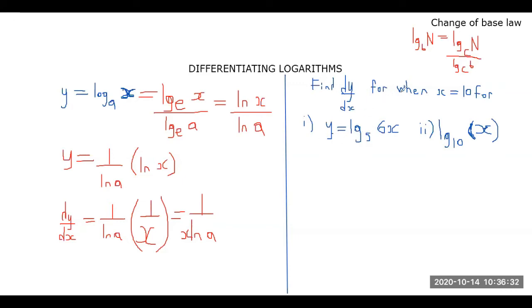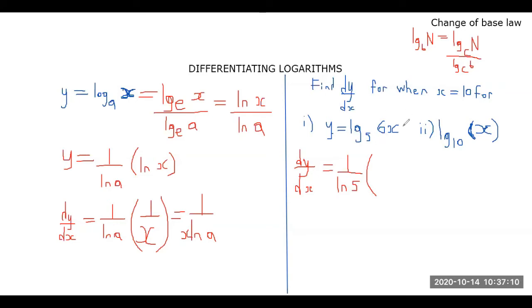It says find dy by dx for when x equals 10, for y equals log to base 5 of 6x, and log to base 10 of x. So for the first one, y equals log to base 5 of 6x, dy by dx is going to be equal to 1 over ln a. A in this case is 5. So it's 1 over ln 5 times the derivative of ln, this now being 6x.